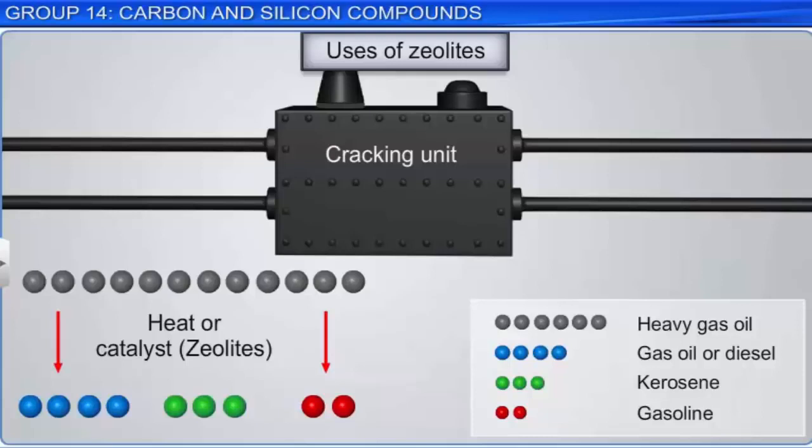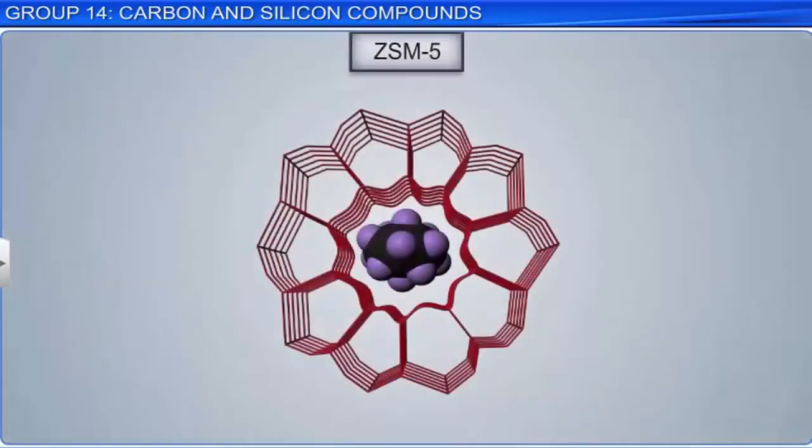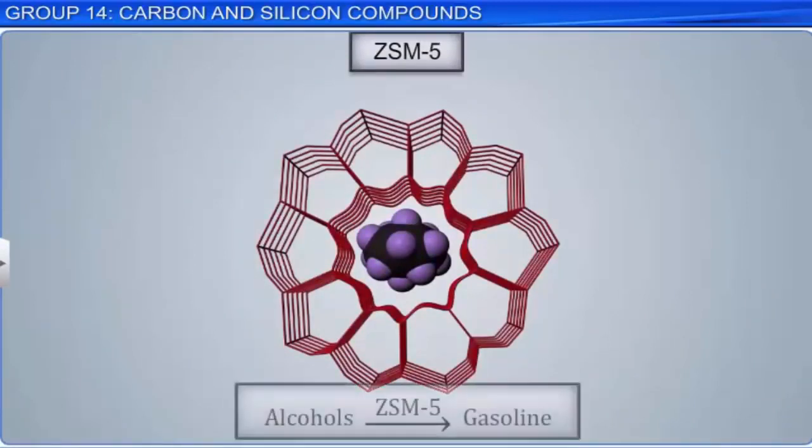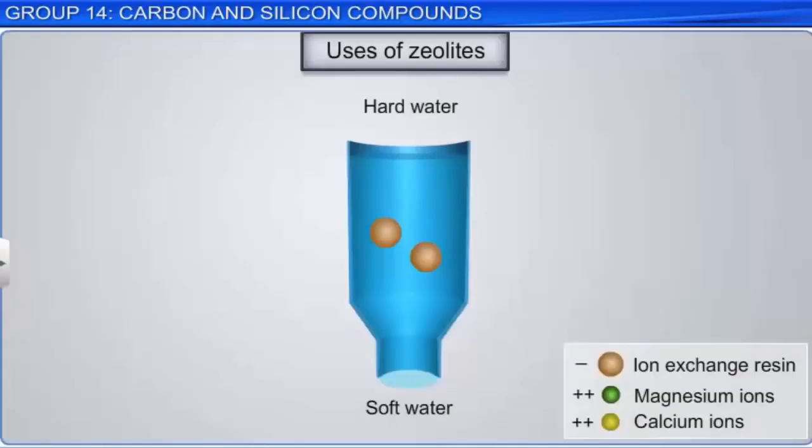They are also used in isomerization reactions. For example, ZSM5, shown here, is used to convert alcohols directly into gasoline. Zeolites are also used as ion exchangers to soften hard water, that is, water with a high mineral content, especially calcium and magnesium ions.